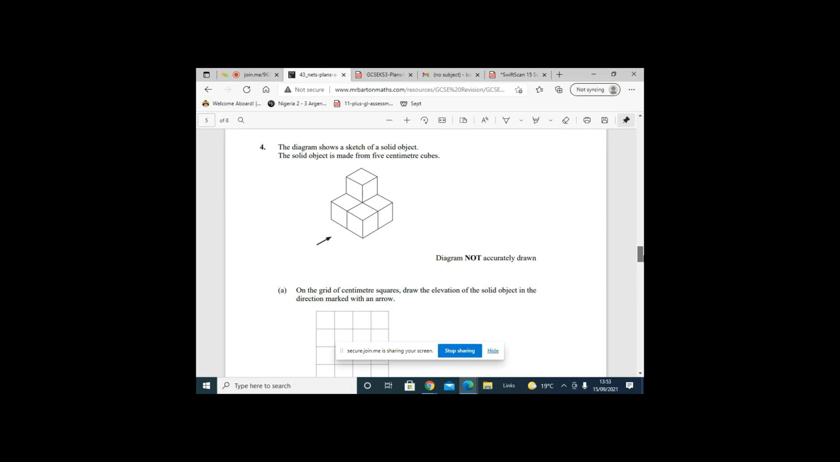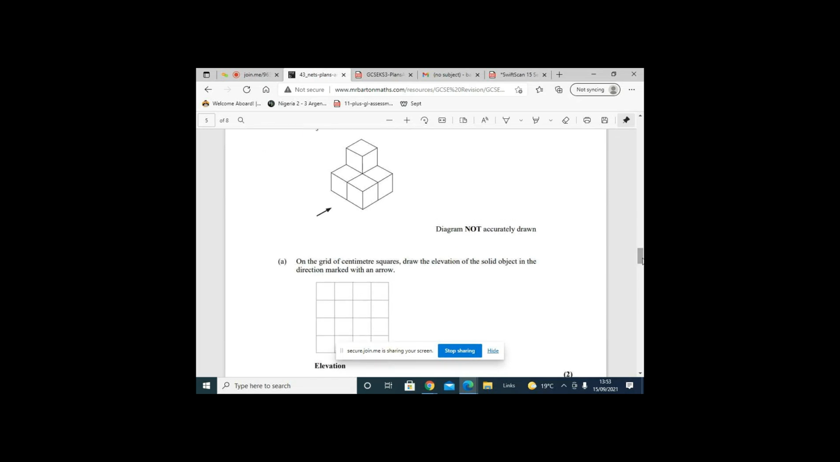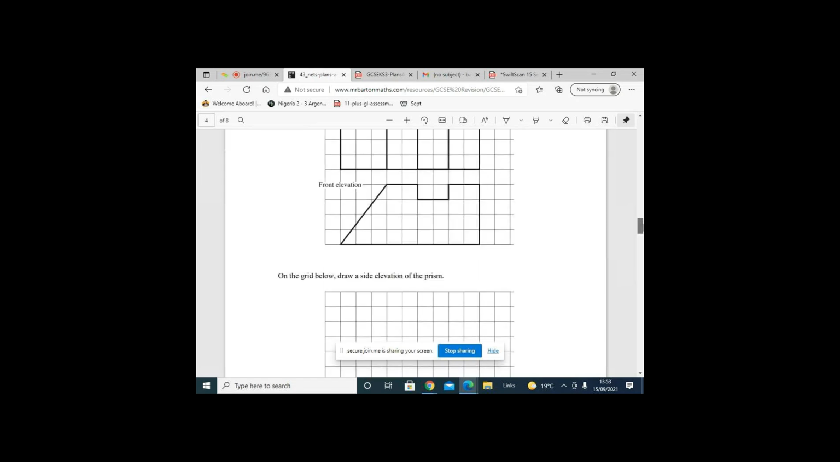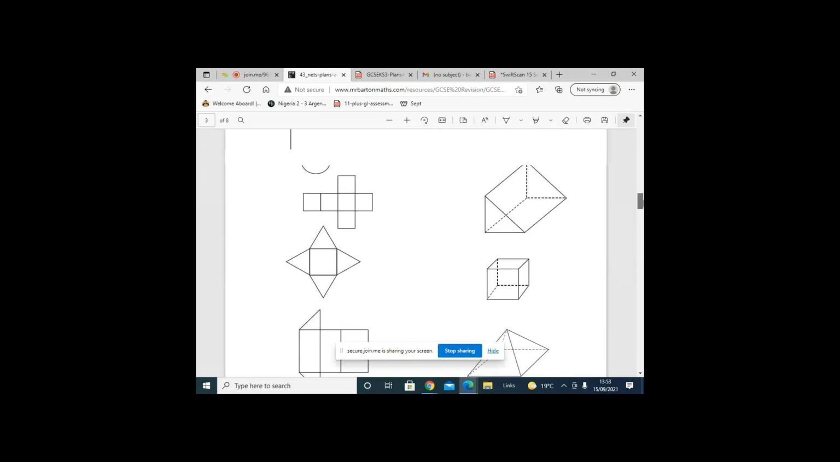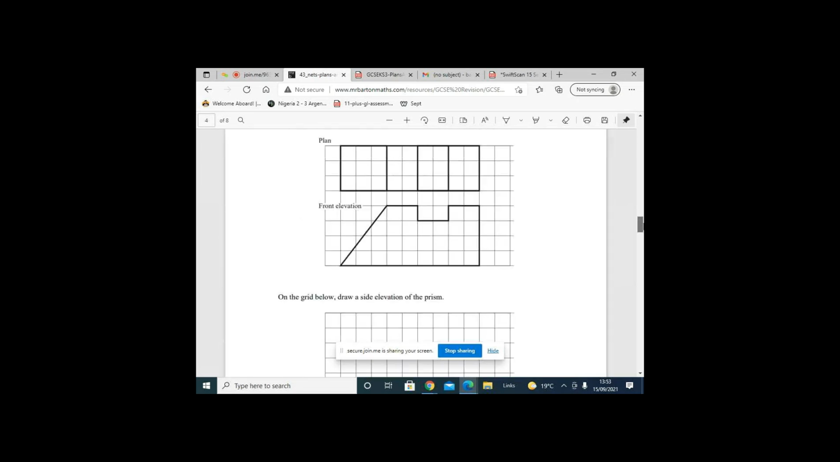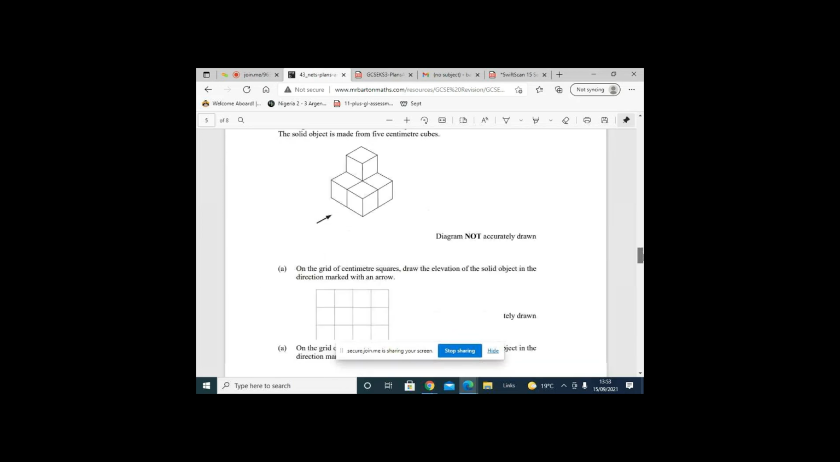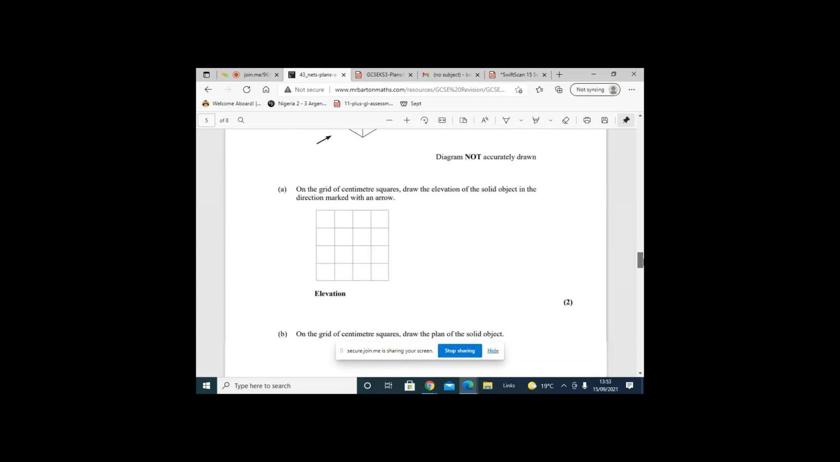So when they put an arrow there, they mean the front. That's the front. You get it? So you could be asked to draw the side too. These are the other type of questions that come up. Let me see if this pen can allow me to draw this.